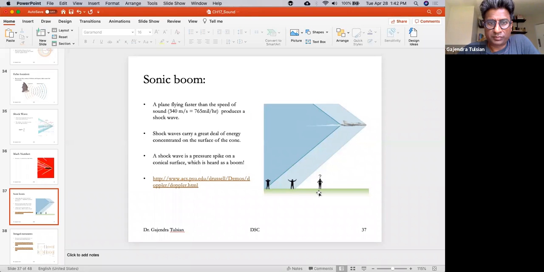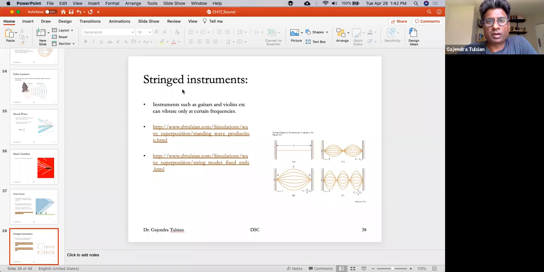So those are the shock waves. All right. So now we'll look at musical instruments. Here are stringed instruments. You saw that you can only excite standing waves, so you can only excite certain frequencies. This is the fundamental frequency for this string.